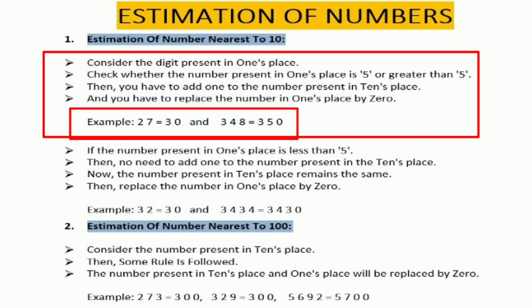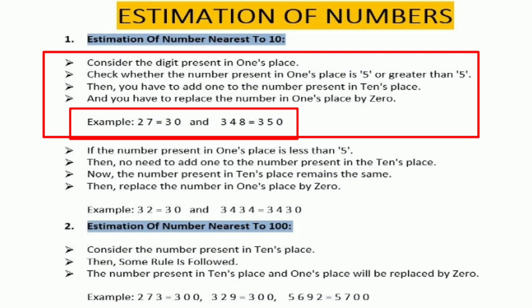Let us take an example. 27 is a number. How can we estimate this number? So first you consider the number present in unit place, ones place. Here it is 7 and it is greater than 5. So we have to add 1 to the digit present in tens place, that is 2. 2 plus 1, 3. So 27 is approximate to 30.